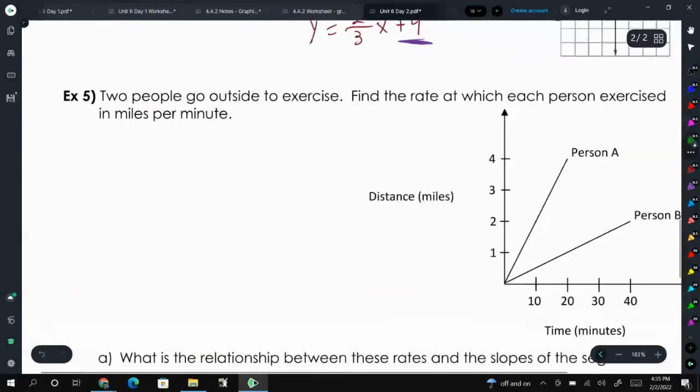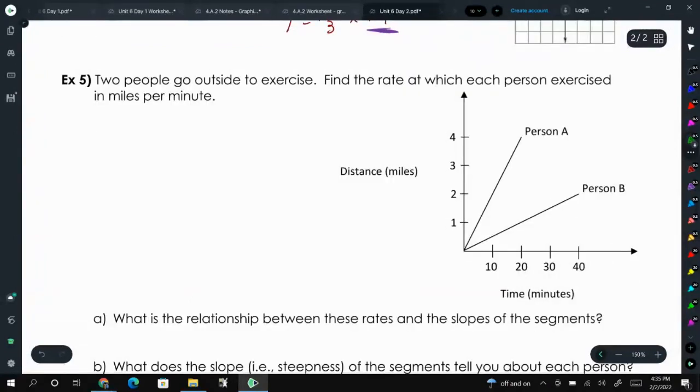Then example number 5 down here. 2 people go outside to exercise. Find the rate at which each person exercises in miles per minute. We talked about slope being the rate of change. So what I would do is just count and see, all right, from 0, 0 to this point, 20, 4, what is your slope? Well, we went up 4 and right 20.